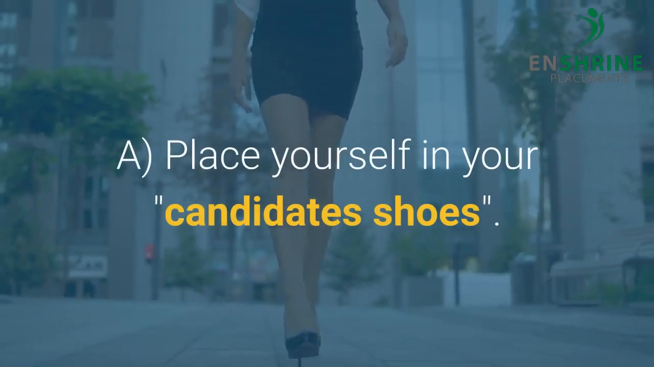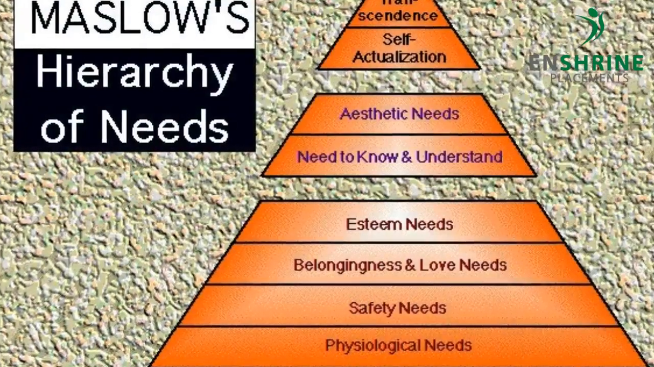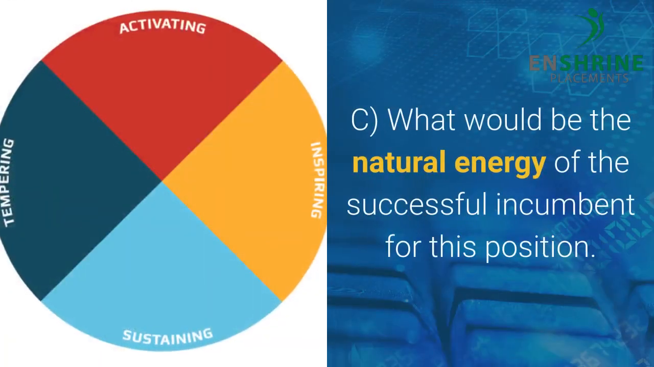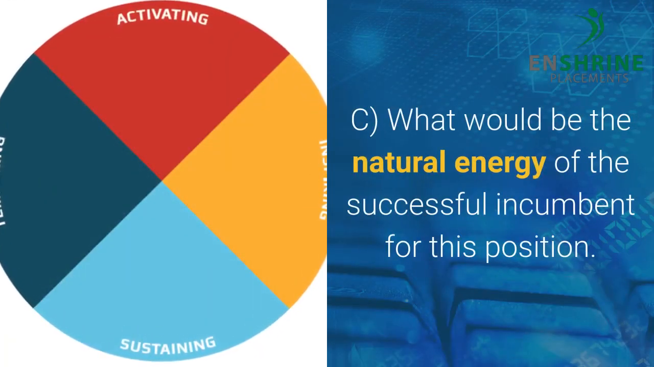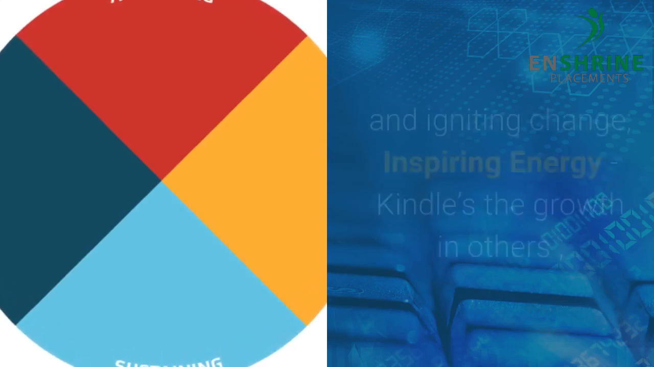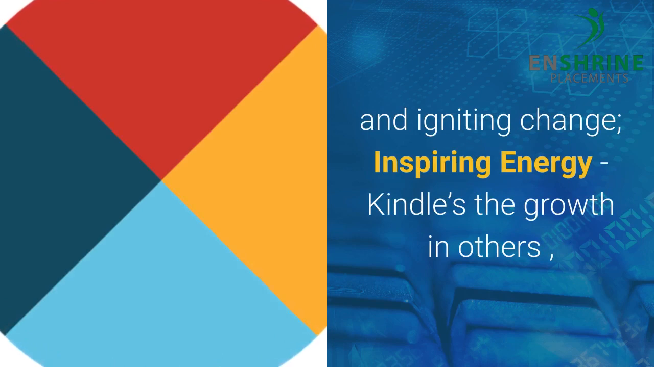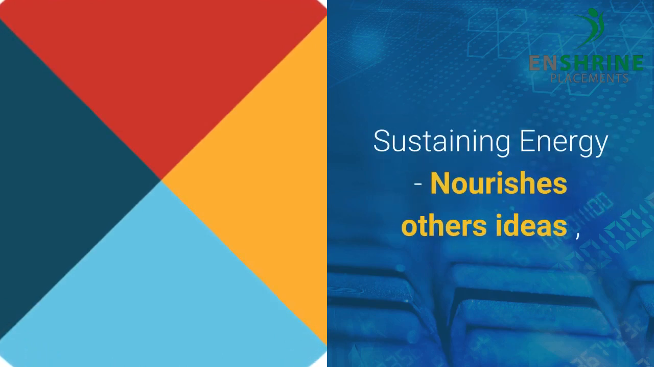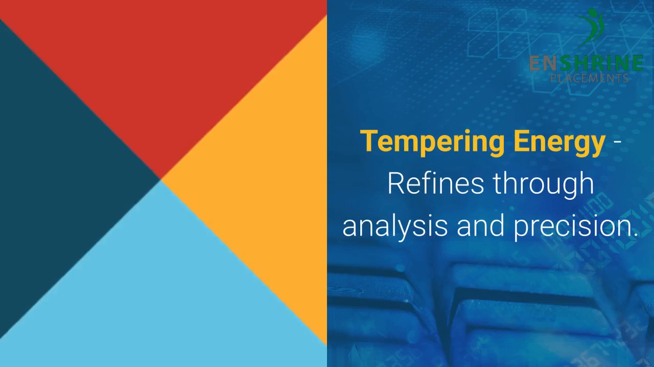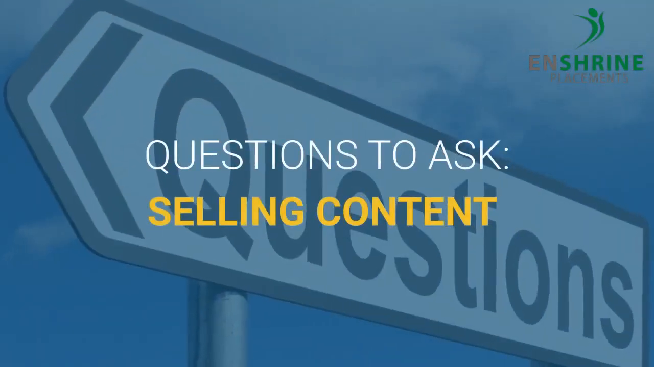Place yourself in your candidate's shoes. B. Where would the position fall into the Maslow hierarchy of needs? C. What would be the natural energy of the successful incumbent for this position? Activating energy, accelerating and igniting change; inspiring energy, kindles the growth in others; sustaining energy, nourishes others' ideas; tempering energy, refines through analysis and precision. Questions to ask: selling content.